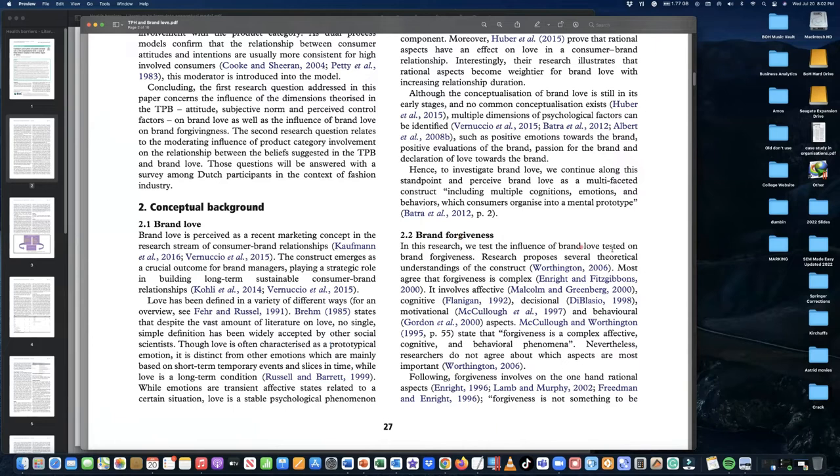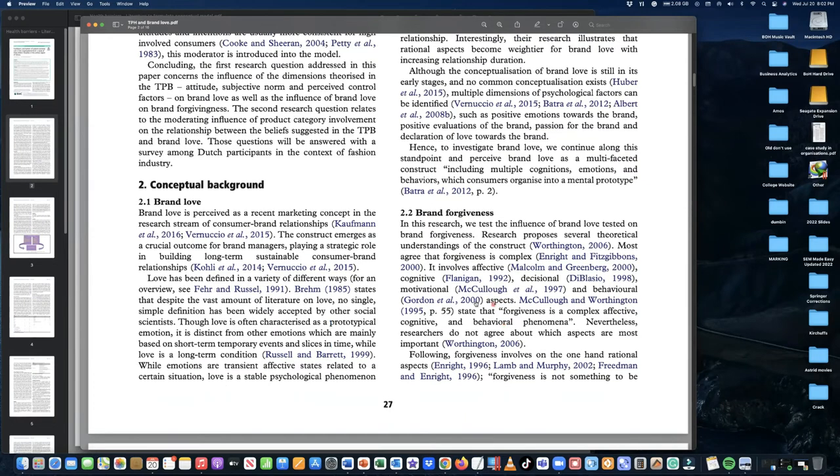In this picture, we test the influence of brand love on brand forgiveness. The authors propose several theoretical understandings of the construct. Most agree that forgiveness is a complex thing. It involves affective, cognitive, decisional, motivational, and behavioral aspects. This is interesting for those who will study brand forgiveness in future. Somebody can study jealousy, and somebody can study forgiveness.